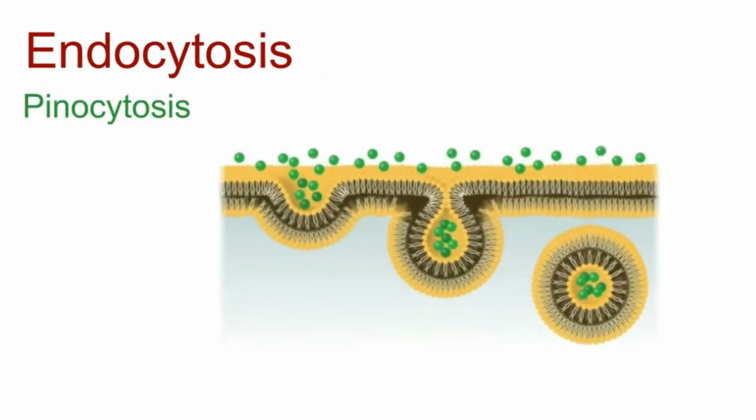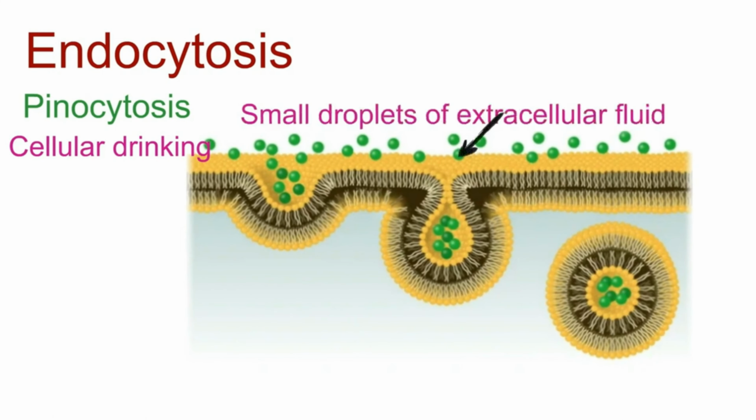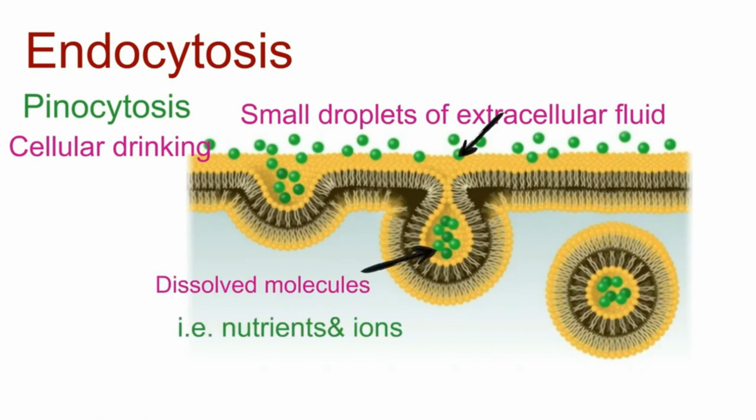Next is pinocytosis. This is like cellular drinking. Cells engulf small droplets of extracellular fluid containing dissolved molecules, such as nutrients and ions.